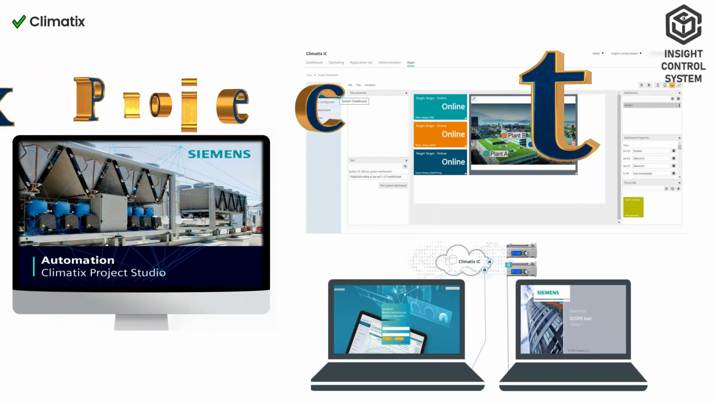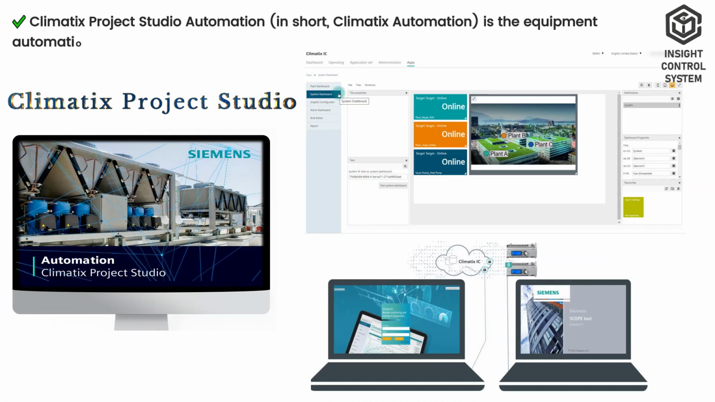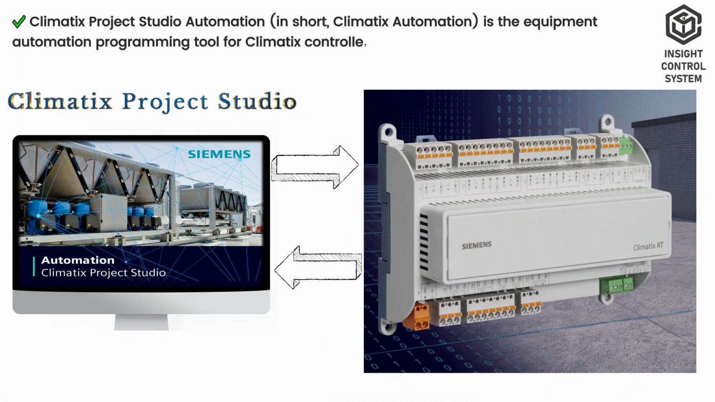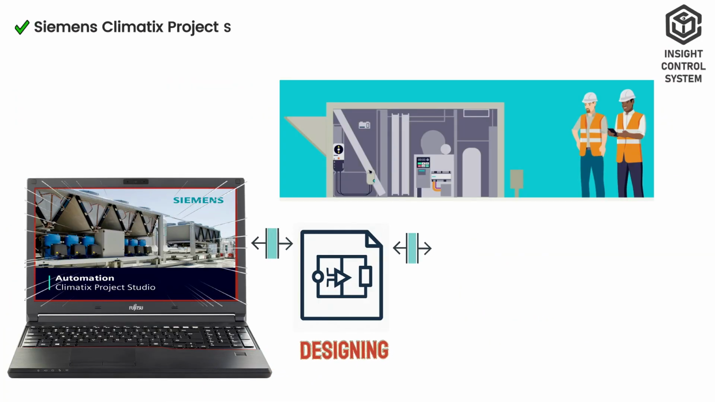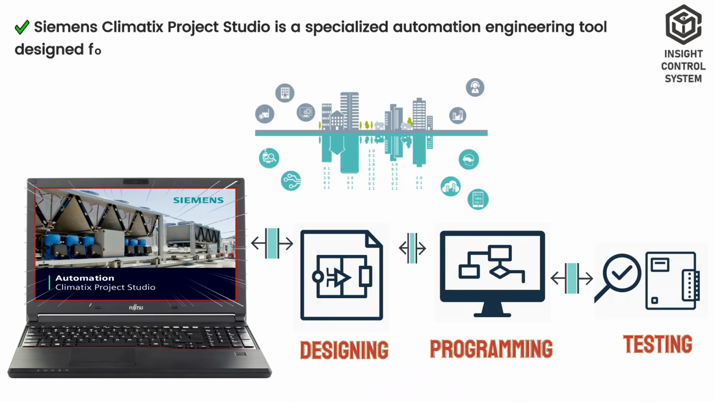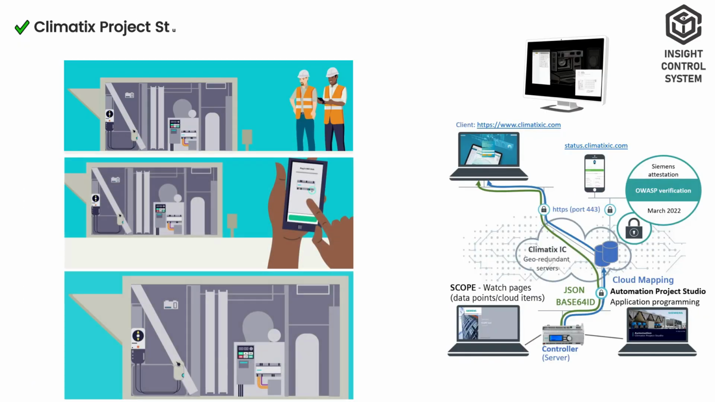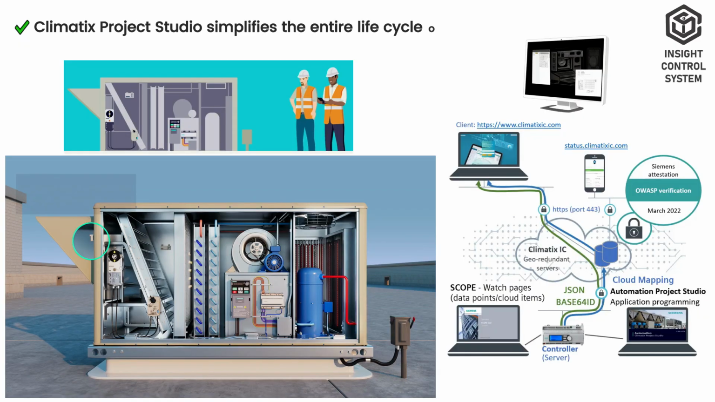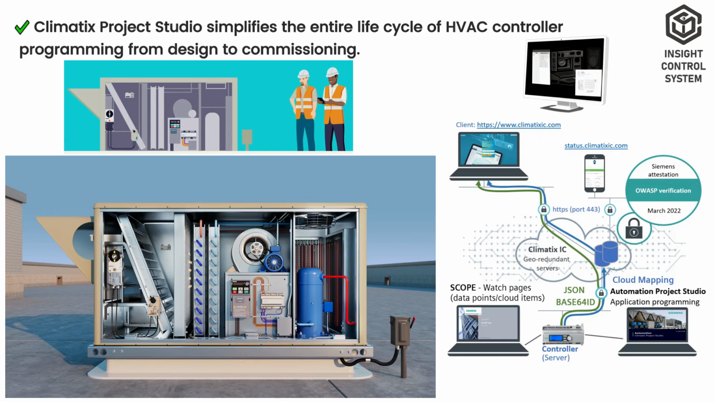Overview. Climatix Project Studio Automation is the equipment automation programming tool for Climatix controllers. This is the second generation of Climatix programming tools. Siemens Climatix Project Studio is a specialized automation engineering tool designed for configuring and programming Climatix HVAC controllers. Climatix Project Studio simplifies the entire lifecycle of HVAC controller programming from design to commissioning.